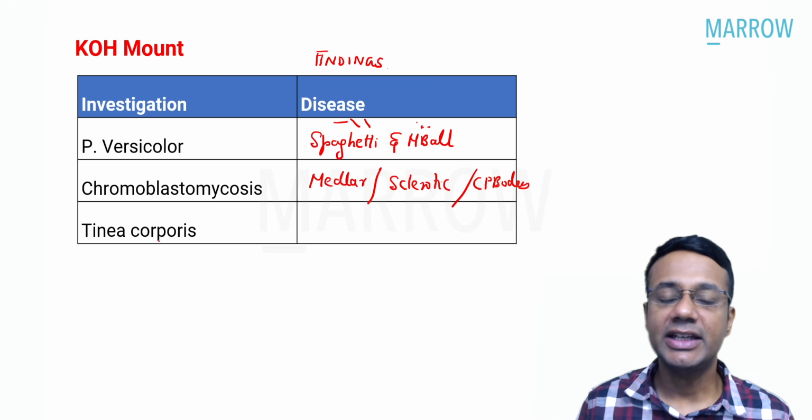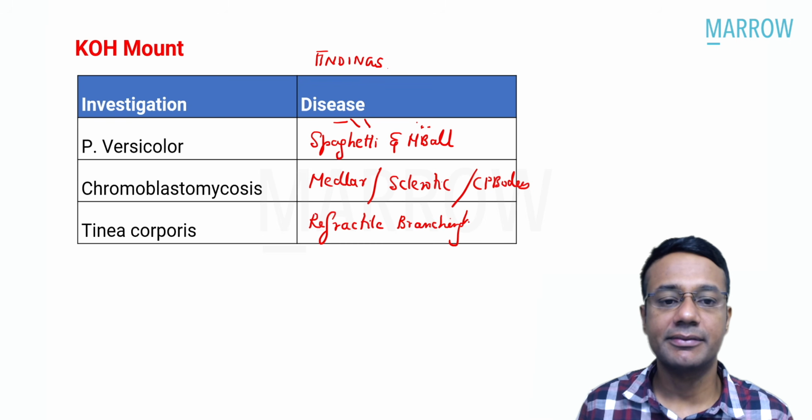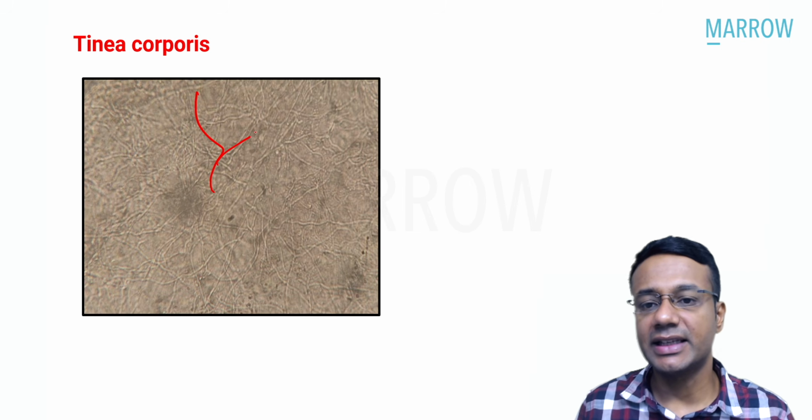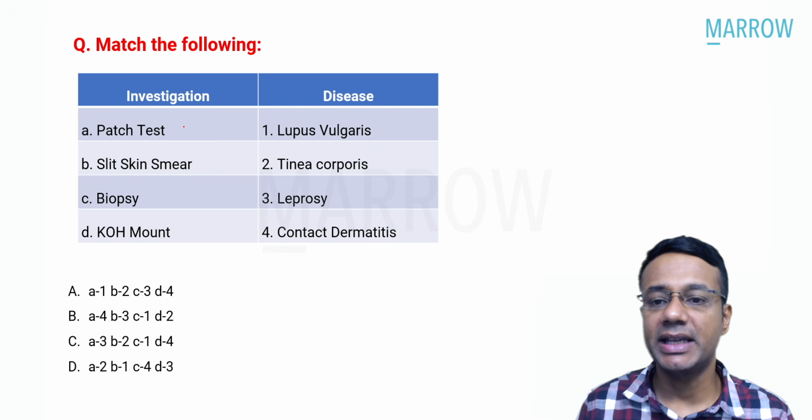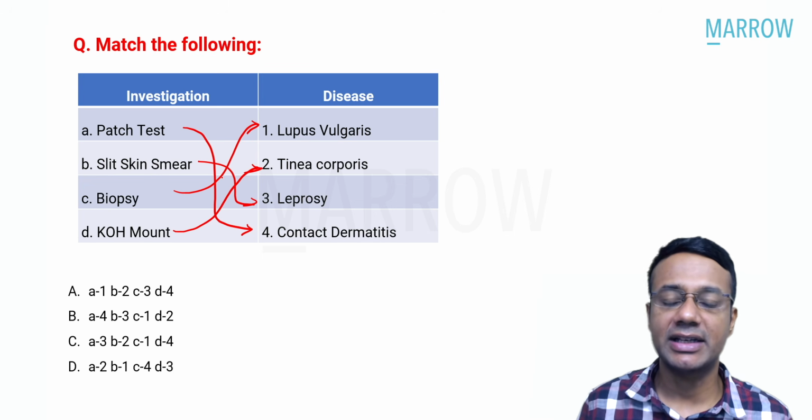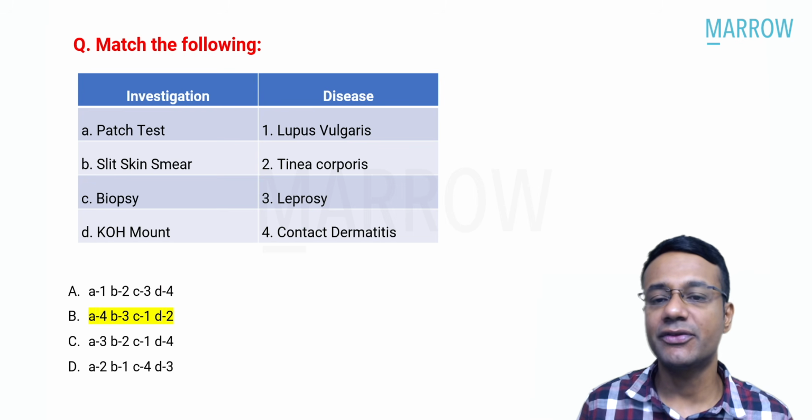And then tinea corporis, what we get is refractile branching hyphae. So we carefully see these are the refractile branching hyphae which are seen in tinea corporis. So the correct match for this would be patch test matches with contact dermatitis, slit skin smear with leprosy, biopsy would be lupus vulgaris, potassium hydroxide mount would be tinea corporis. So the correct match would be option number B, which is A4, B3, C1, and D2.